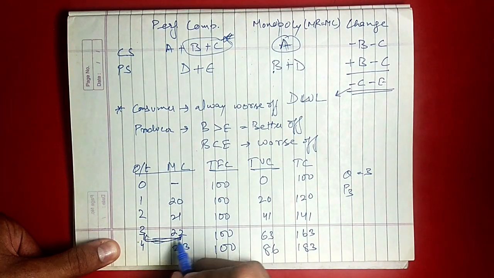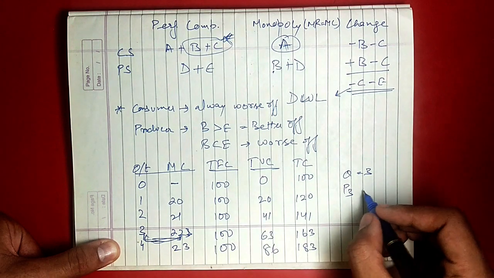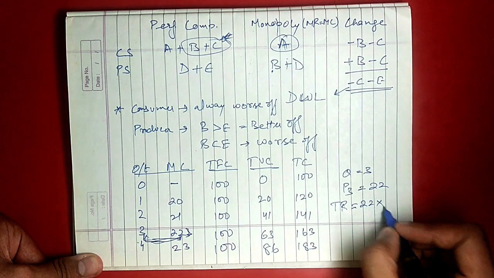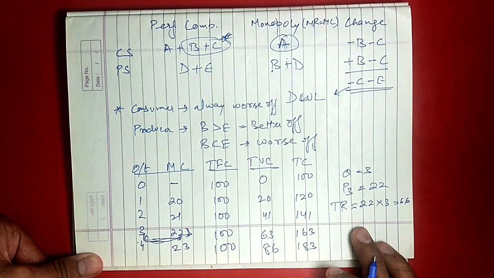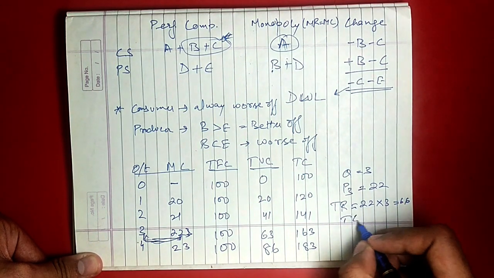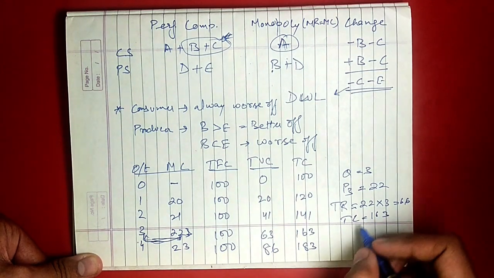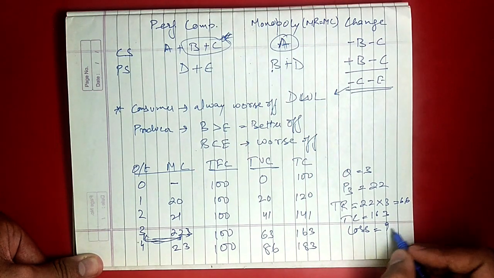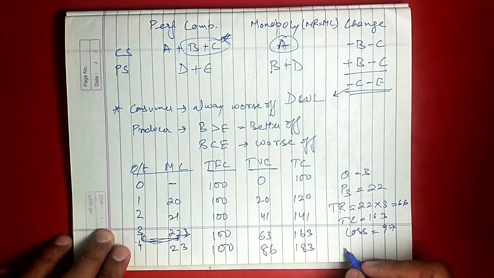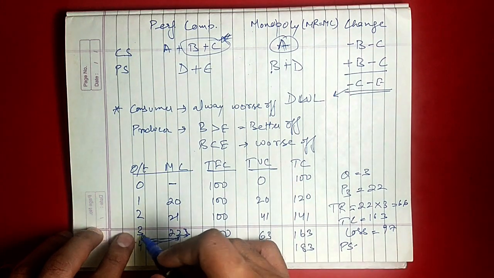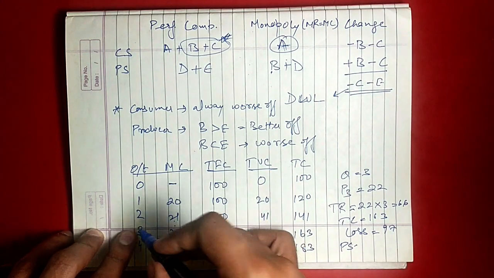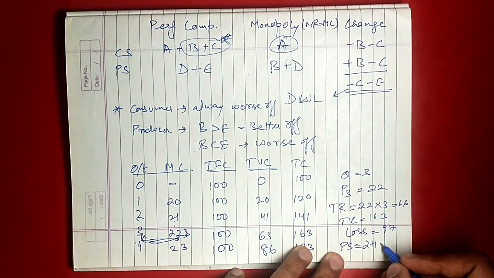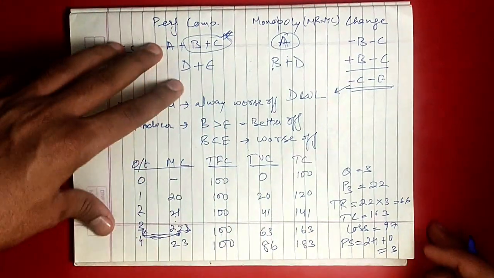This is the price corresponding to Q equal to 3. If you want to calculate total revenue, it's 22 into 3, which is 66, right? TC is equal to 163, so if you subtract, you have a loss of 97. And what is the producer surplus here? You can see below the price line, this 2 plus 1. PS is equal to 2 plus 1 plus 0, which is 3.